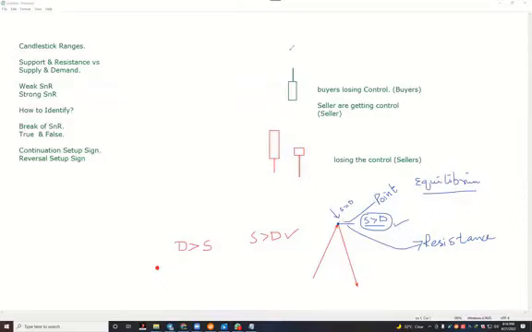For example, I'm going to draw the candles here. If the price is moving up, what does it mean? Can I say that demand is greater than supply, right? Yes, sir. Okay. And when the price is moving down, what does it mean? Supply is greater than demand. Okay. So here I can say that the supply is greater than demand.